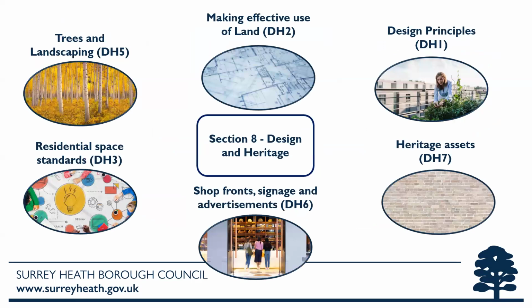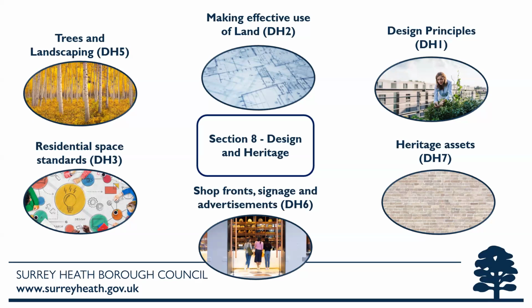At section 8 of the plan, we have our design and heritage policies. Policy DH1 is our key design policy, and it sets out a collection of design principles which can be applied proportionately across all development proposals. Policy DH1 also provides some new guidance on backland development. The plan also sets out minimum density standards at policy DH2 in line with the expectations of national planning policy, in addition to space standards for new residential development at DH3.